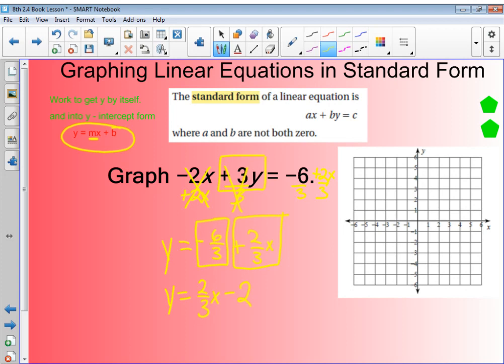So I'm going to go to negative 2 and put my dot, and then follow my slope. My slope is a positive, so I'm going to go up 2, 1, 2, and to the right 3, 1, 2, 3. And then I'm going to go ahead and draw my line through that.